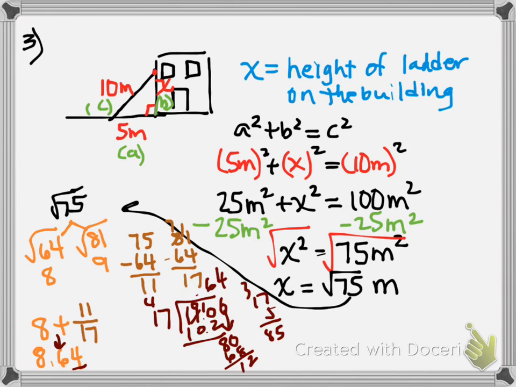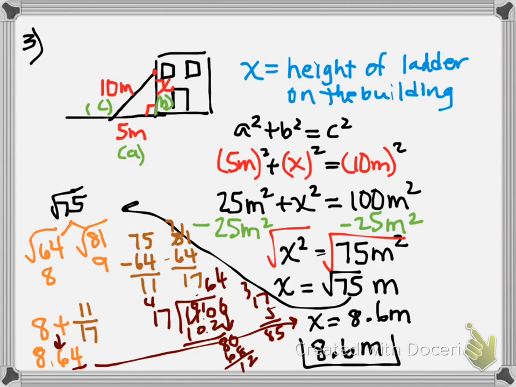What's the 4 going to do to the 6? It's going to keep it the same. So what we have is x equals 8.6 meters. Now, when we write the answer to a word problem, we do not include a variable in it. So my final answer is 8.6 meters. And I just boxed that up.